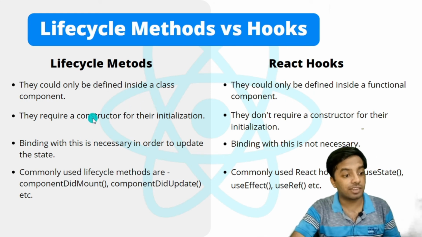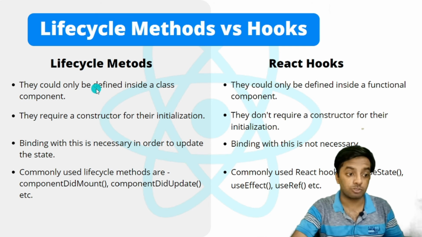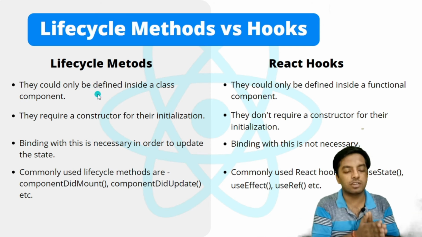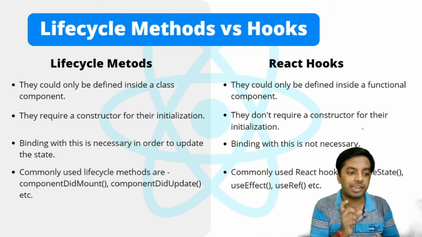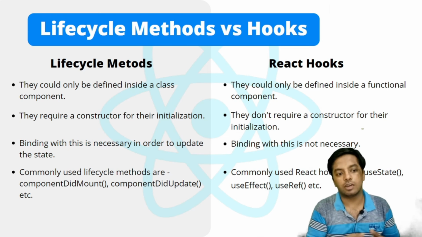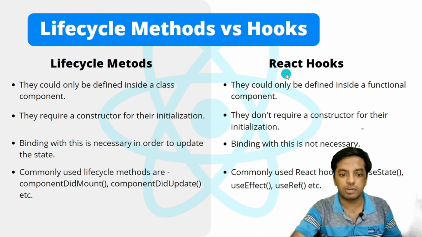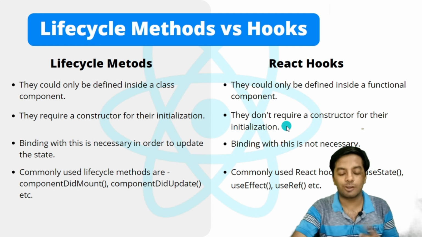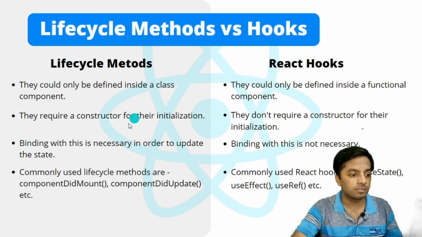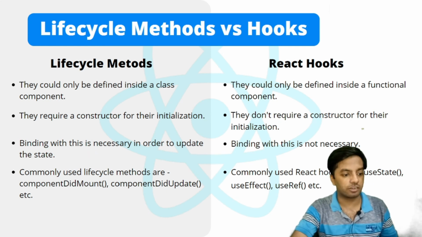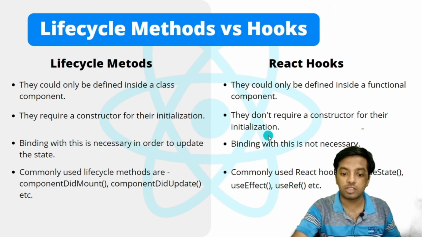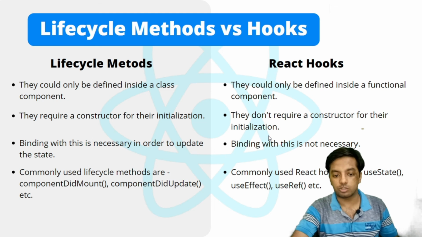Binding with this is necessary in order to update the state if you are using the lifecycle methods. We know that if you are using a class component, then binding it with the this keyword is necessary. Otherwise, we can't perform the state updates. But inside React hooks, using useState, we can make the state changes without binding with the this keyword. Okay. Some commonly used lifecycle methods are componentDidUpdate, componentDidMount, componentWillUnmount, etc. And the React hooks commonly used are useState, useEffect, useRef, etc.